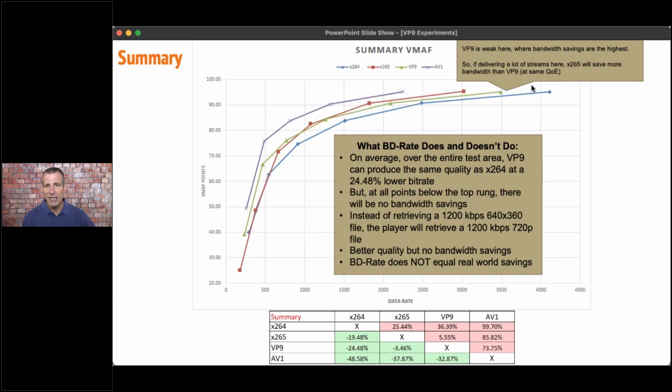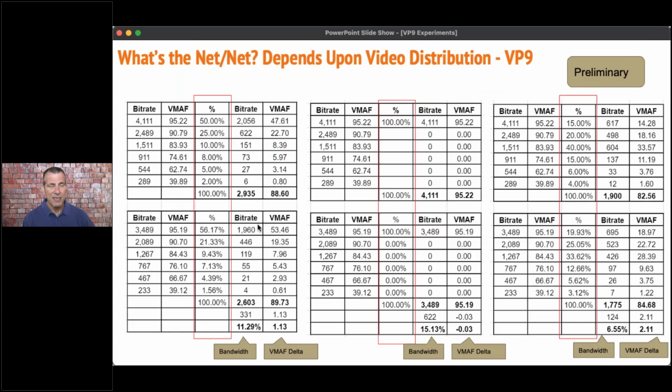And I want to kind of highlight the point I made before. VP9 is weak here. So if you're distributing all your files up here and you're comparing X.265 and VP9, you're not going to save anything, even though the BD rate tells you that at any point in the ladder, you should be 3% better than X.265. If you're down here, you're going to increase quality of experience, but again, there's no bit rate savings. Okay, beating a dead horse here.